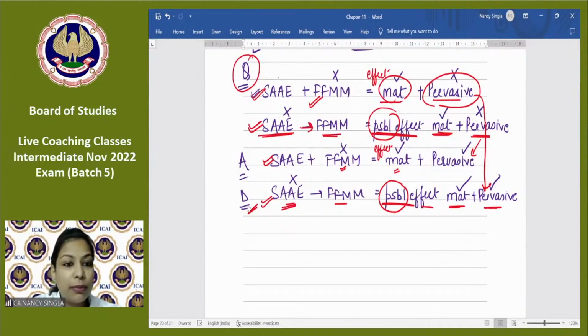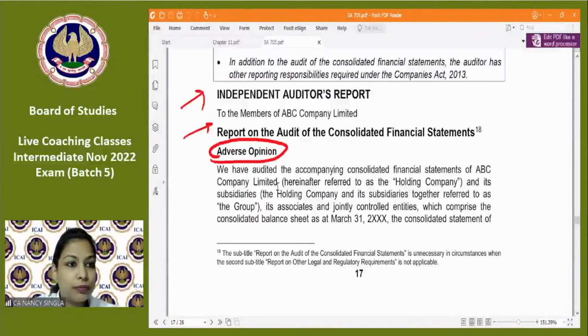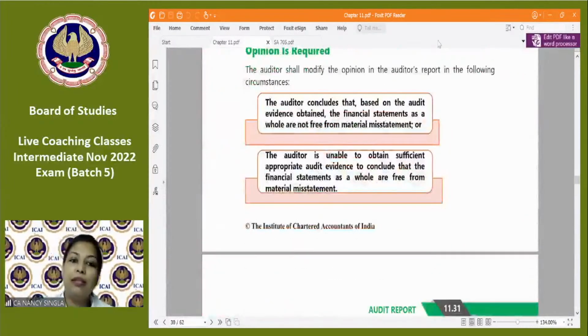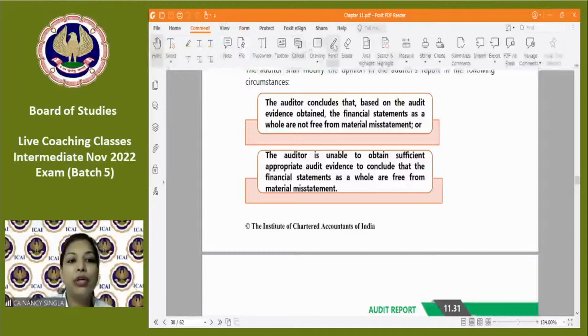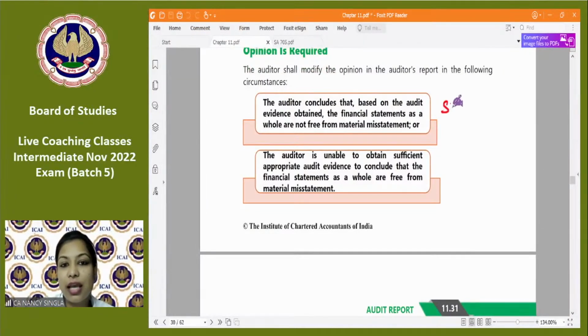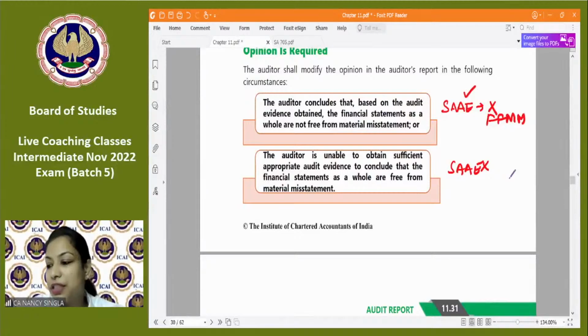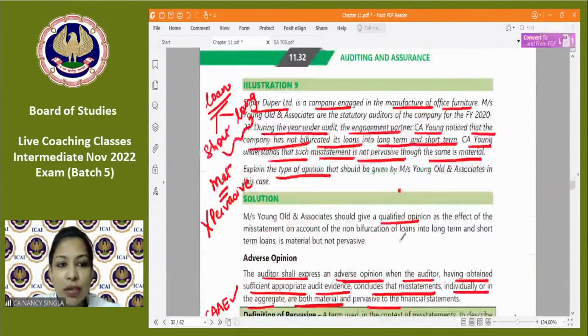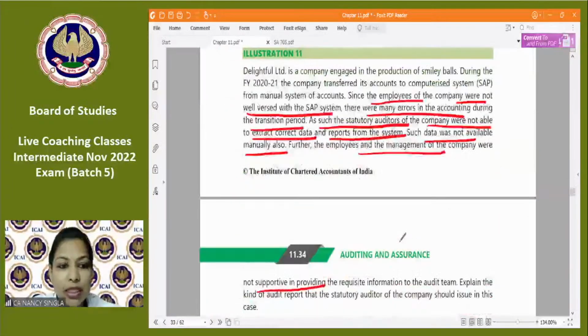Okay? So let me just take you through the module. So what are the circumstances we have seen? Basically, he is not in a position to give an unmodified opinion, so he will have to give a modified one, because here he has obtained sufficient appropriate audit evidence that financial statements are not free from material misstatement, and here he is unable to obtain sufficient appropriate audit evidence. Here he has obtained sufficient appropriate audit evidence, here sufficient appropriate audit evidence has not been obtained. Okay? So what is qualified, adverse, disclaimer, you all know. Okay? Pervasiveness we had done.